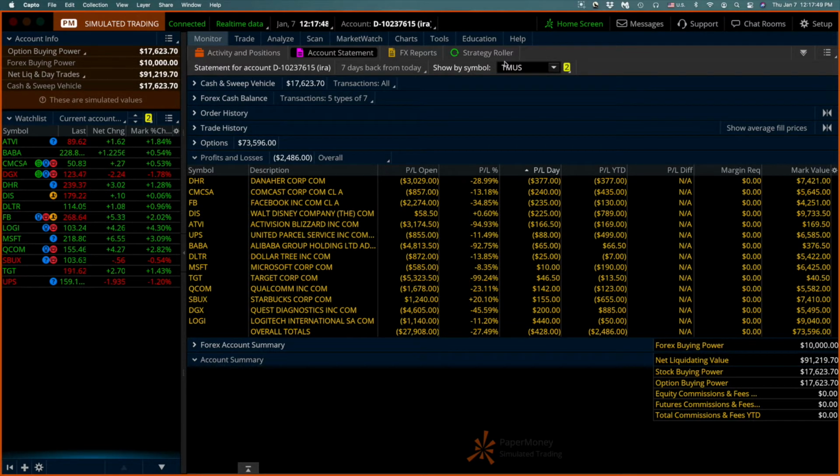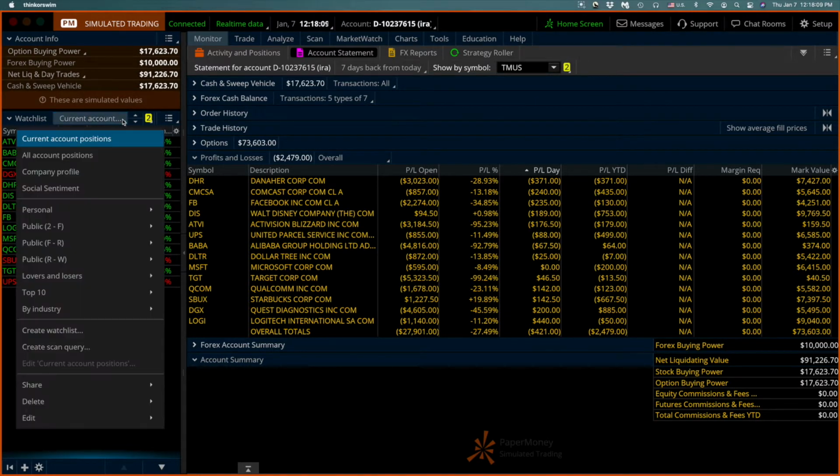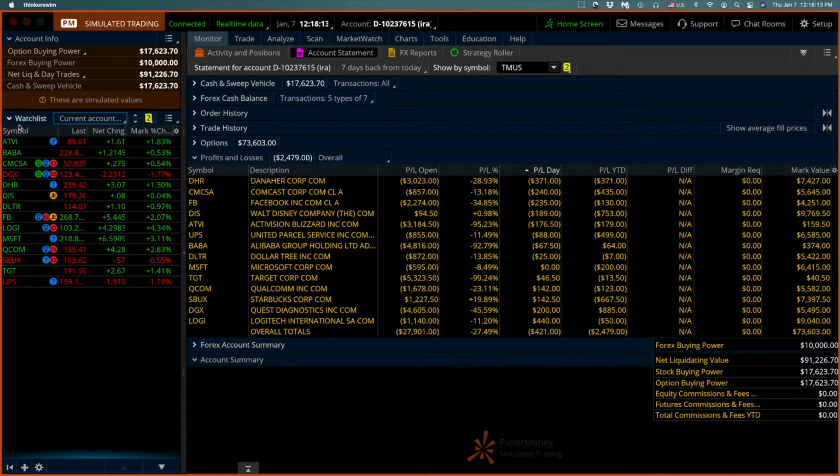Okay, let's start by looking at my positions and see what needs rollover or roll up or roll down, the way things are. Any of those things could be happening. So let's go to the watch list, current account positions. In case you wonder how that is done, just click here and you'll see current account positions right off the bat. And it says here watch list. Then just organize them by symbol so we don't miss anything.